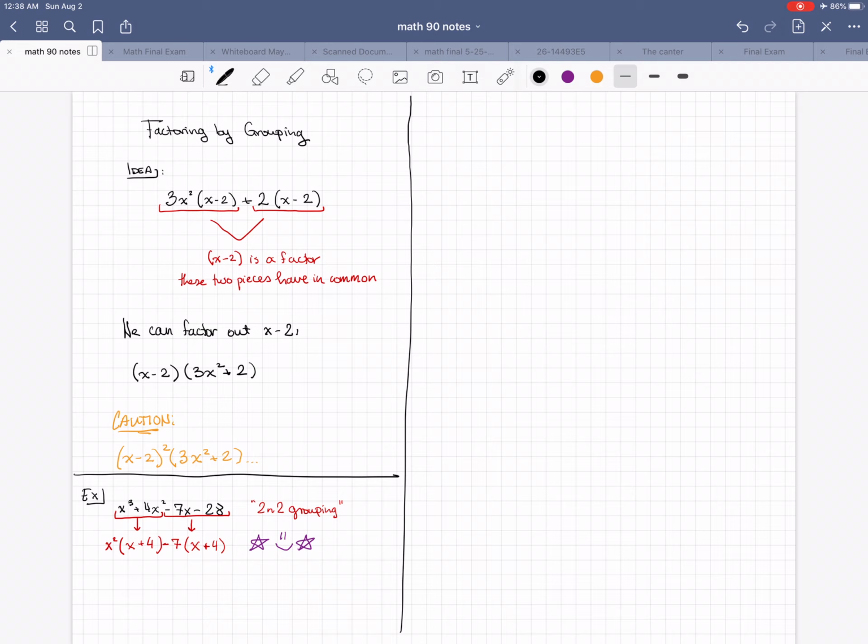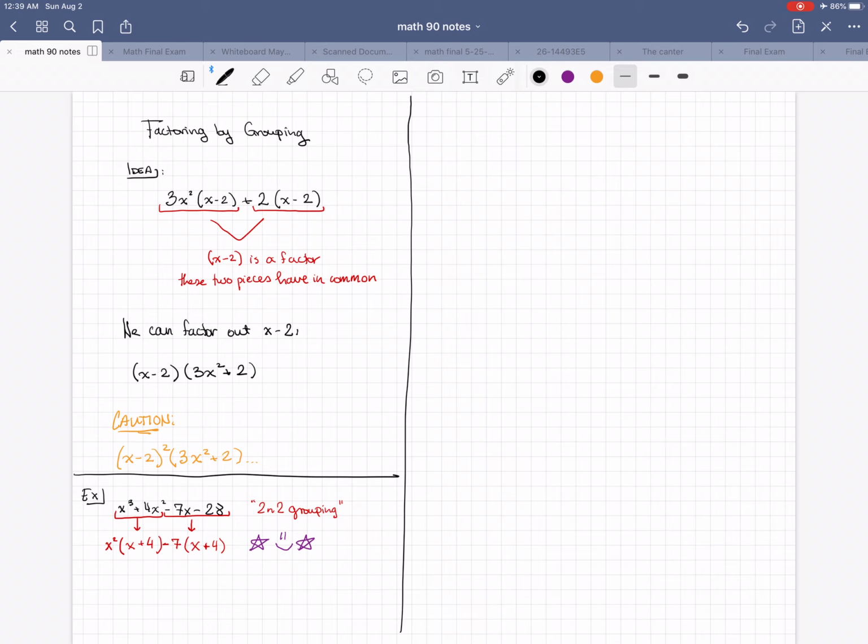So both of the groups that we started out with have turned out to be something times x plus 4. The fact that x plus 4 has shown up in both of the groups is a sign that grouping is a technique that works here.